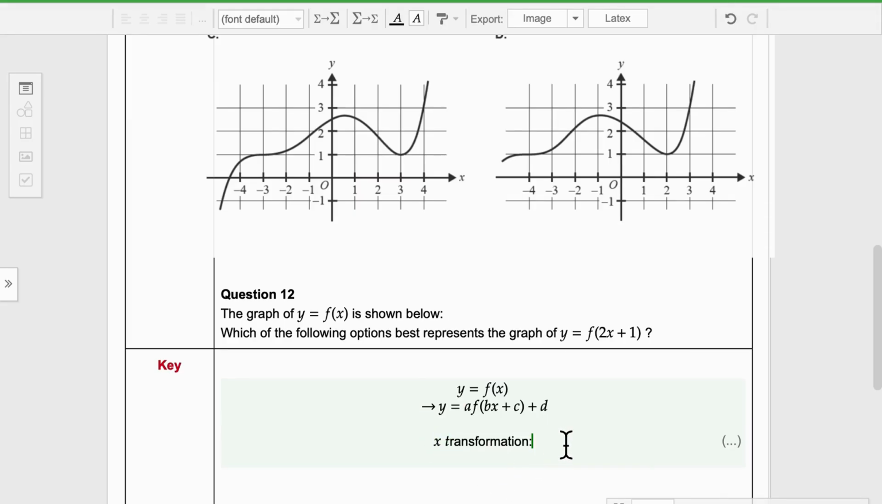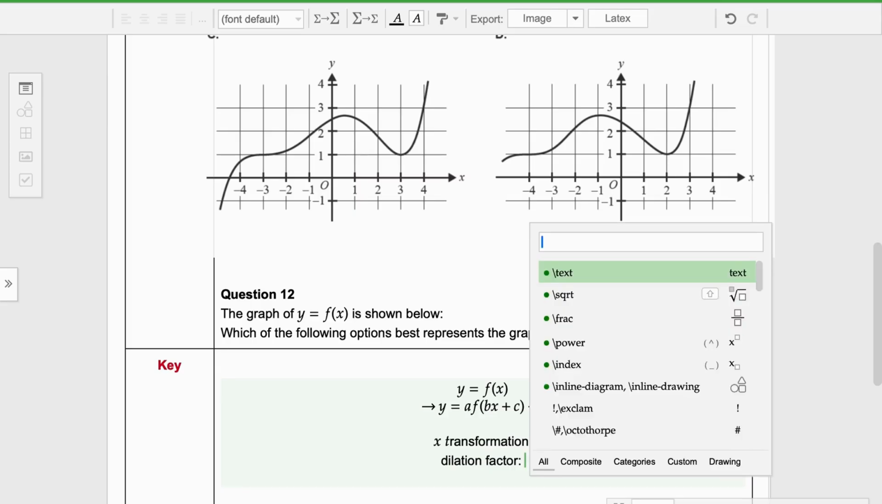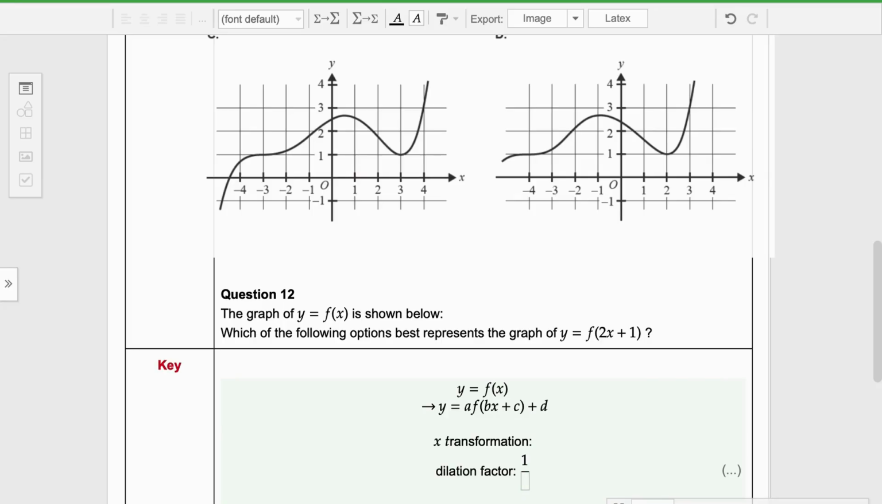First of all, the dilation factor. This one, a lot of people would get it right. The dilation factor will be 1 over b, where b is the coefficient of x.